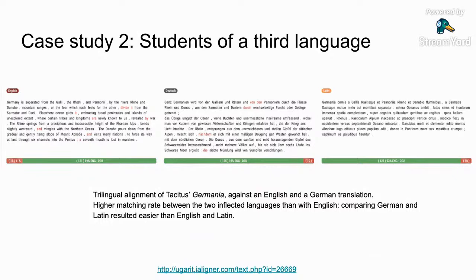One of the other very interesting things was when we had students of a third language. For example, the student was a student of German, and he tested an alignment of a Latin text, Tacitus's Germania, against English and German. He found that actually German had a better alignment rate than English, probably because they're both inflected languages.